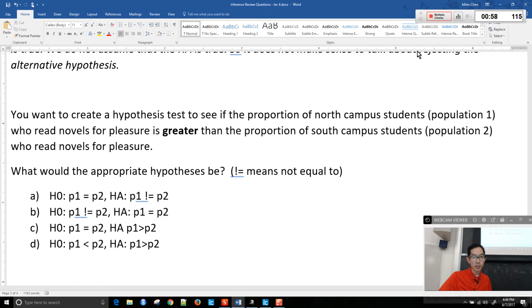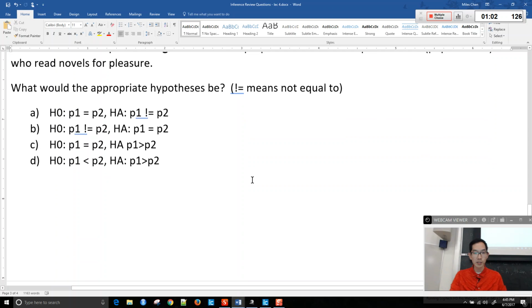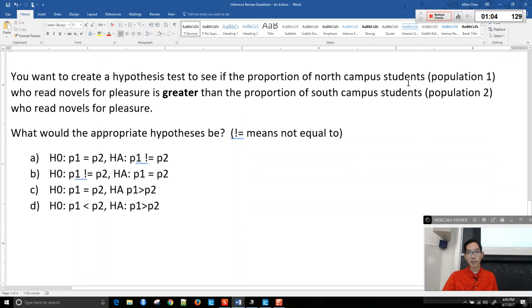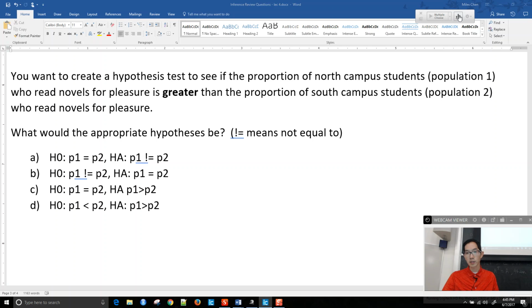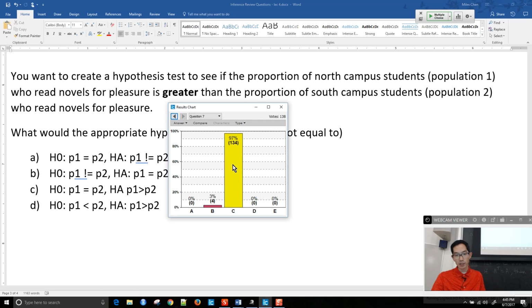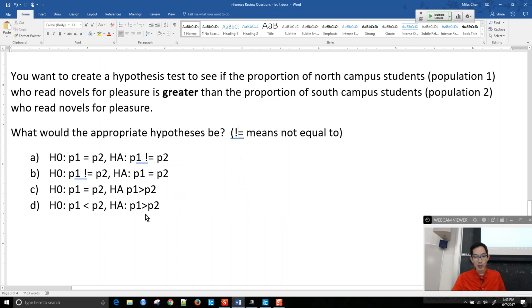Go ahead and get your clicks in here for this. Did everyone click here? I'm going to go ahead and click stop. This one looks, apparently, to have been quite easy.